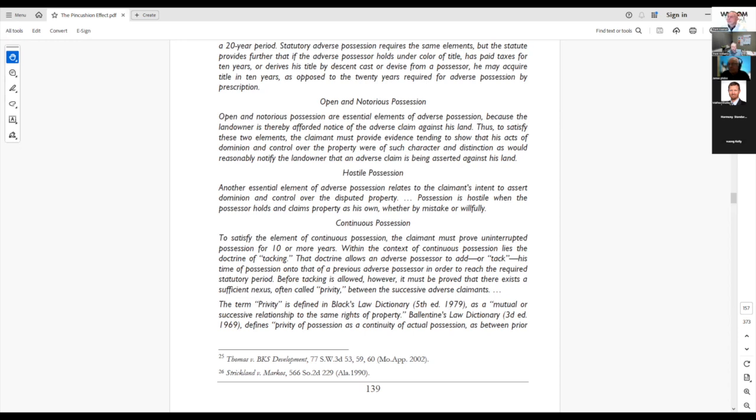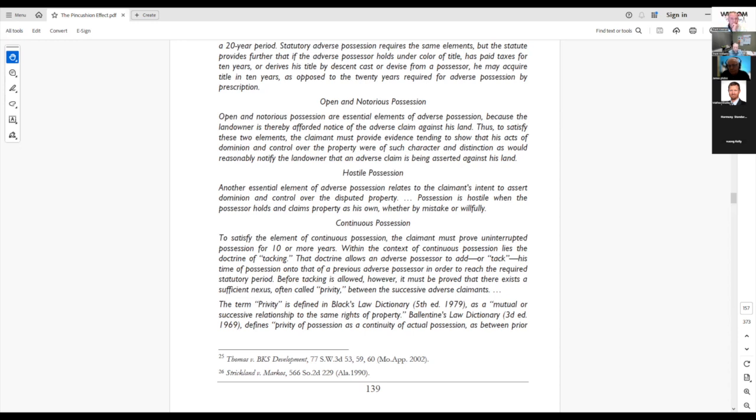You check all the boxes, whether it was mistake or willfully, you were adversely possessing outside of your legal deeded right. And then continuous possession. To satisfy the element of continuous possession, the claimant must prove uninterrupted possession for 10 or more years. Within the context of continuous possession lies the doctrine of tacking.